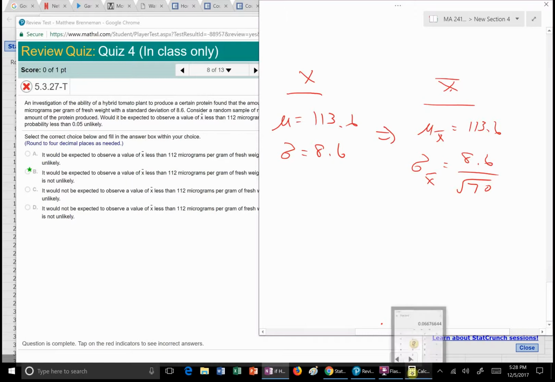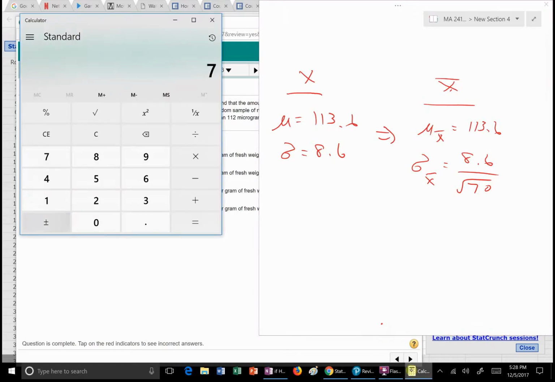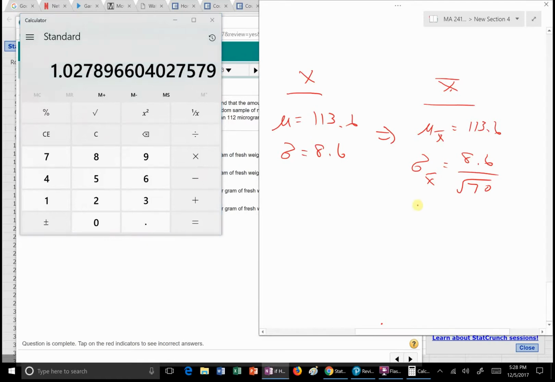And we go ahead and compute that. 8.6 times 1 over the square root of 70. And we end up getting 1.027897. That's our standard deviation.